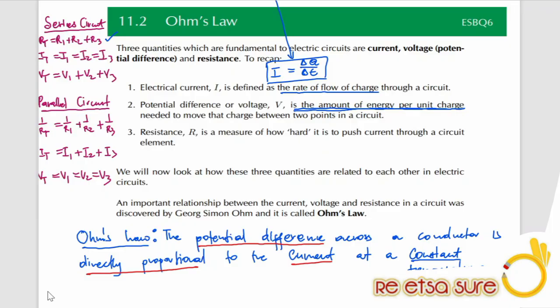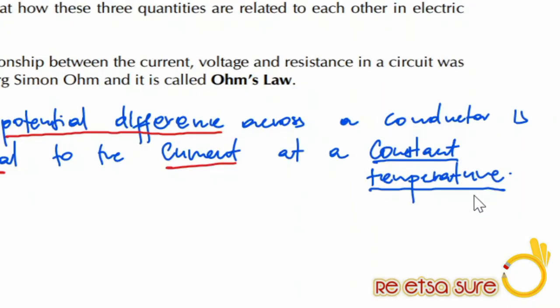Meaning, when V increases, I will also increase. Why? Because they are directly proportional. And when we're talking about temperature, the main reason we say that temperature must be constant is that temperature is one of the factors that influences or affects the resistance of the resistor.